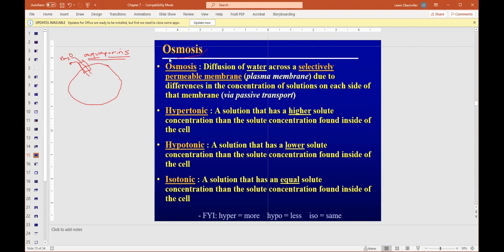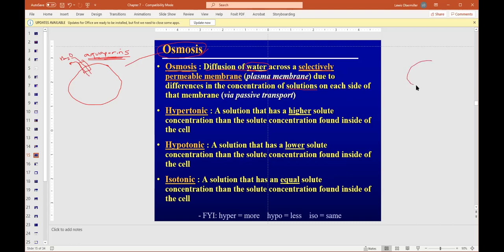So osmosis is a phenomenon that results from diffusion and the fact that we have these open channels in our cells all the time. The definition of osmosis is diffusion of water. Remember, it's just water, across a selectively permeable membrane. In this case, it's the plasma membrane. And that's due to the differences in the concentration of solutions on each side of the membrane. That's kind of a wordy definition, but let's think about it this way.